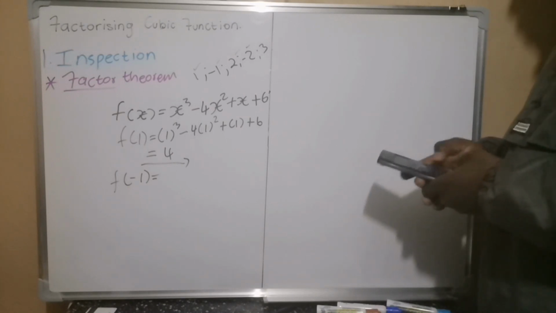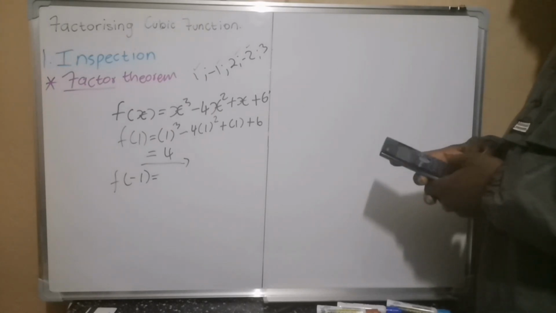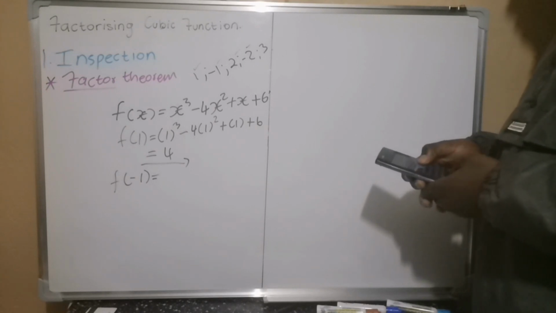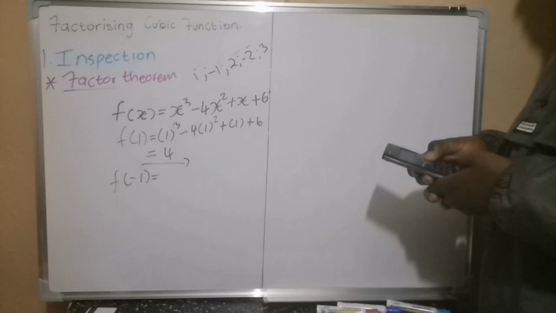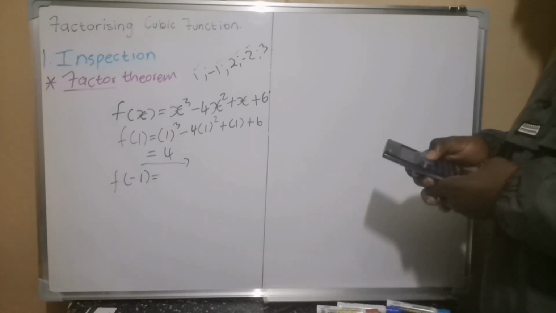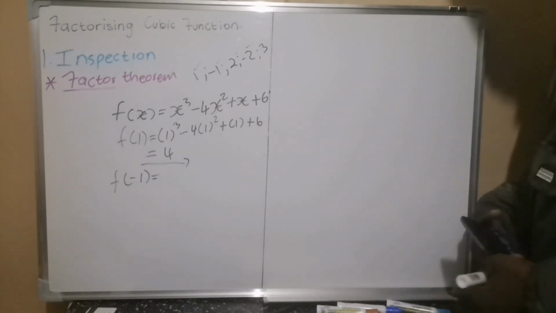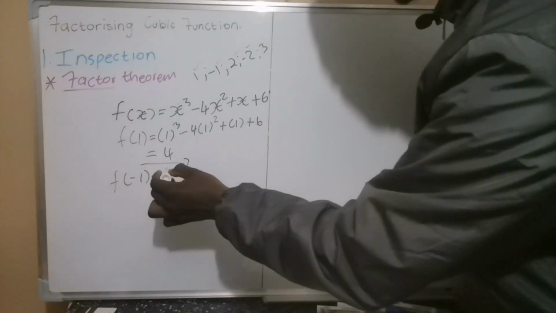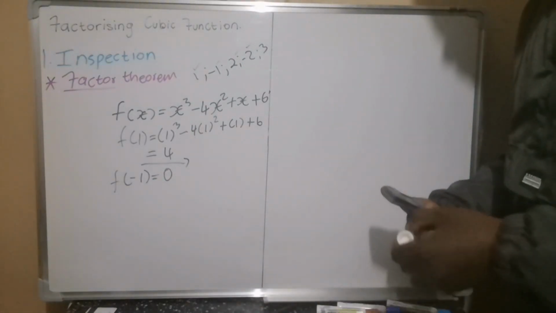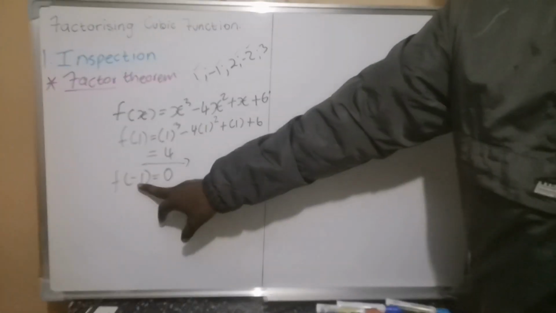Let us put -1 properly: plus 2 plus 6. Okay, -1. So guys, when I put -1, the factors give me 0. Therefore, this -1 is our factor.